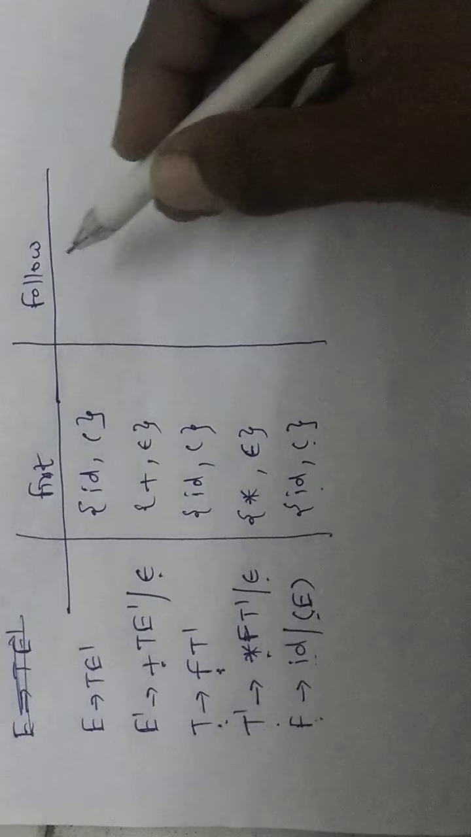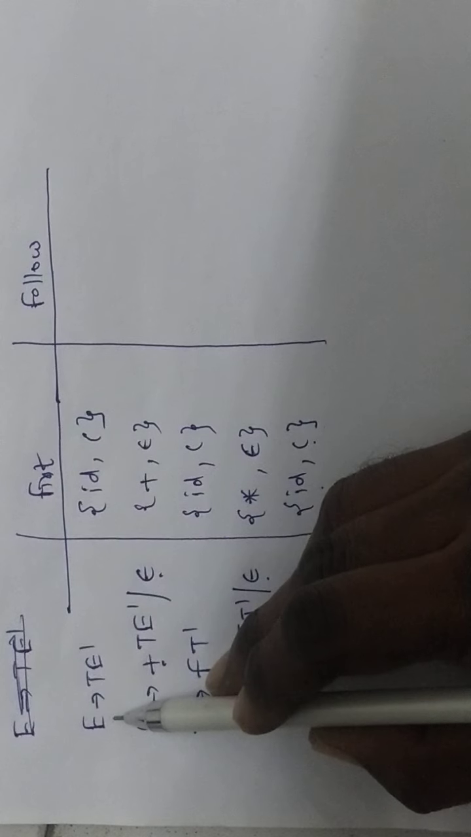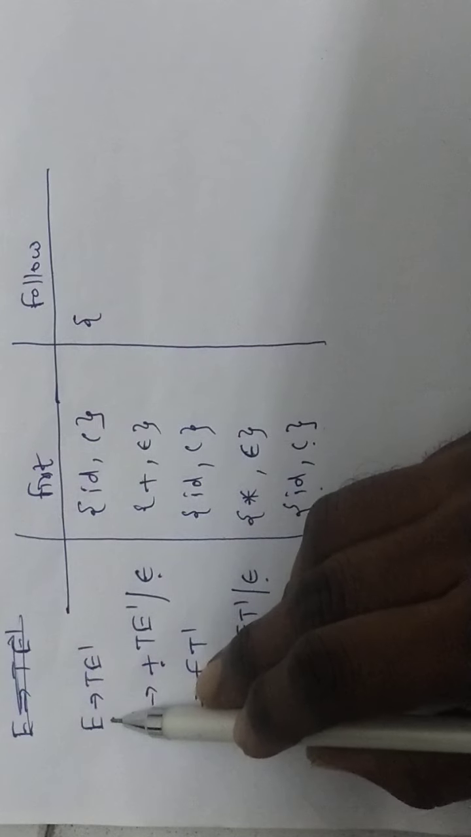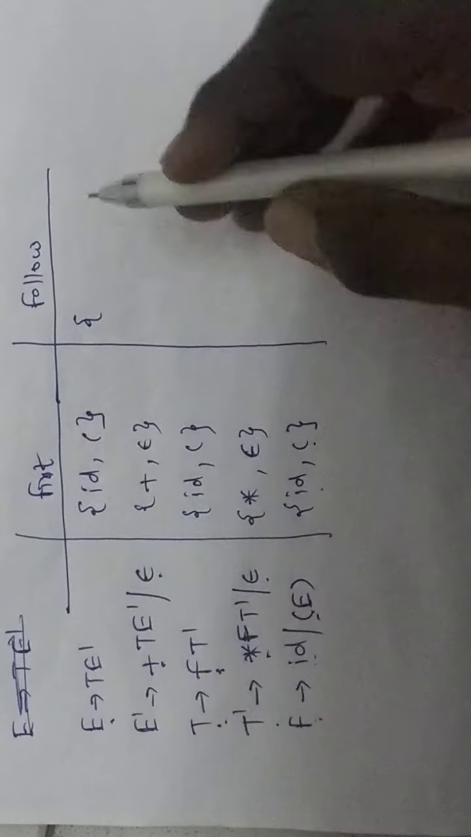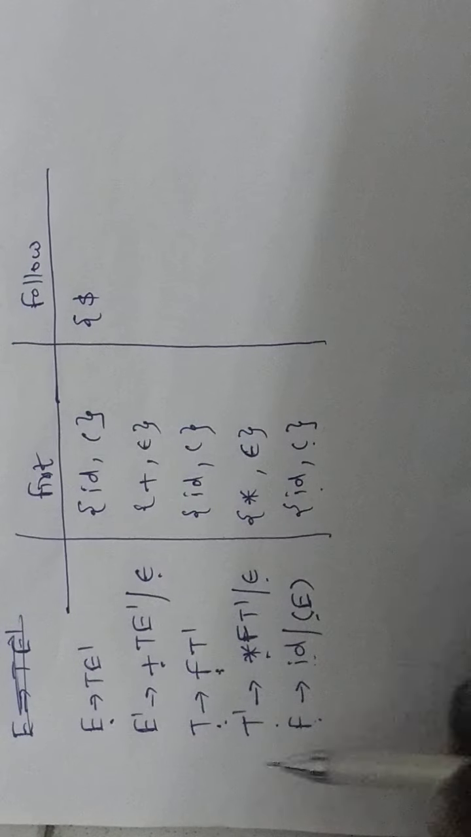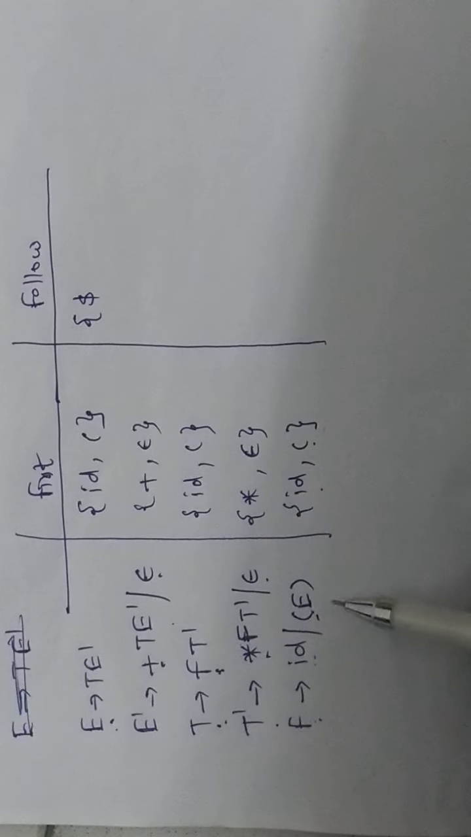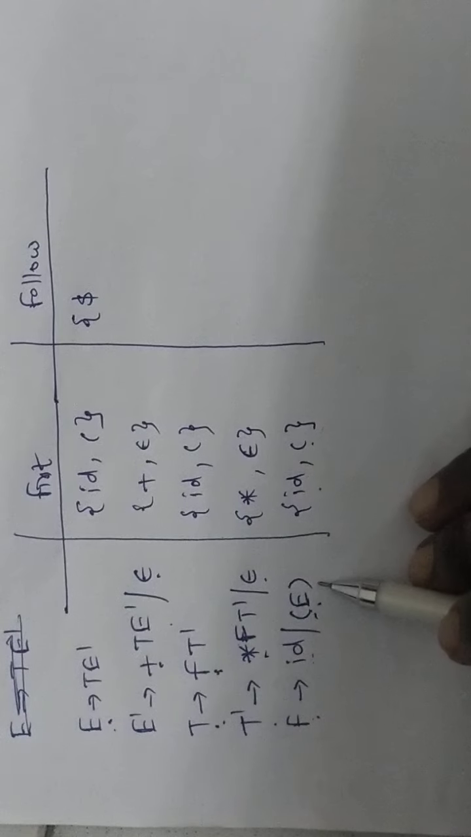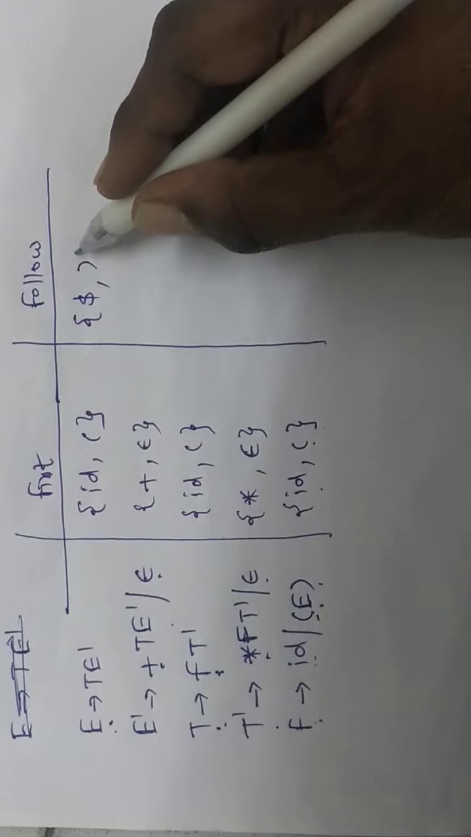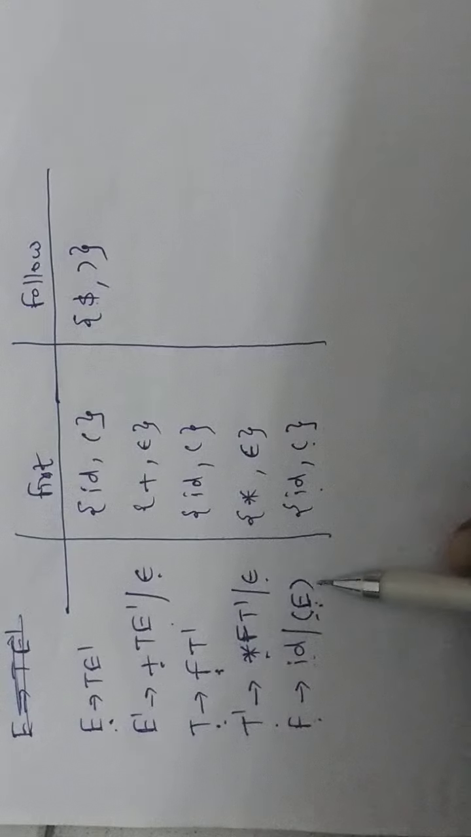Okay, when it comes to the follow, what is the follow of E? By default, we all know that E is the start symbol, and the follow of the start symbol is $. Also, we should look for whether E is present on the right hand side or not. When you look, E is present here, followed by a closed bracket, which is a terminal. So follow of E is $ and also the closed bracket.